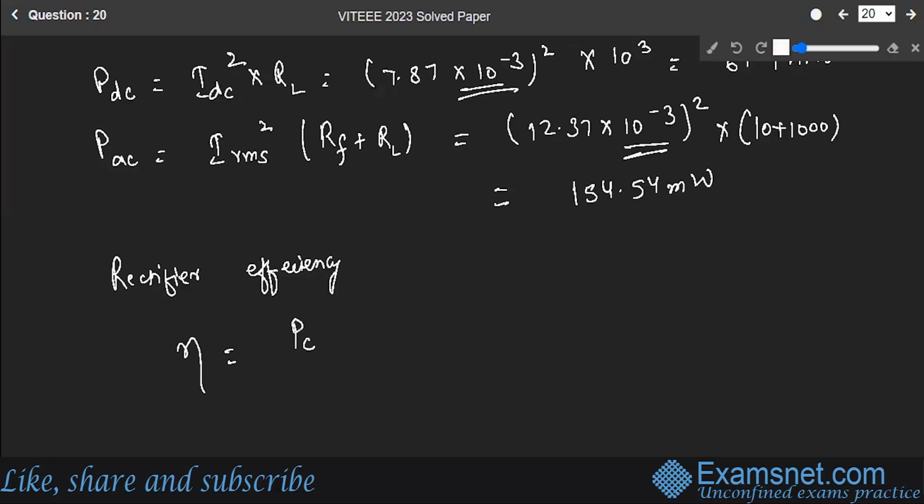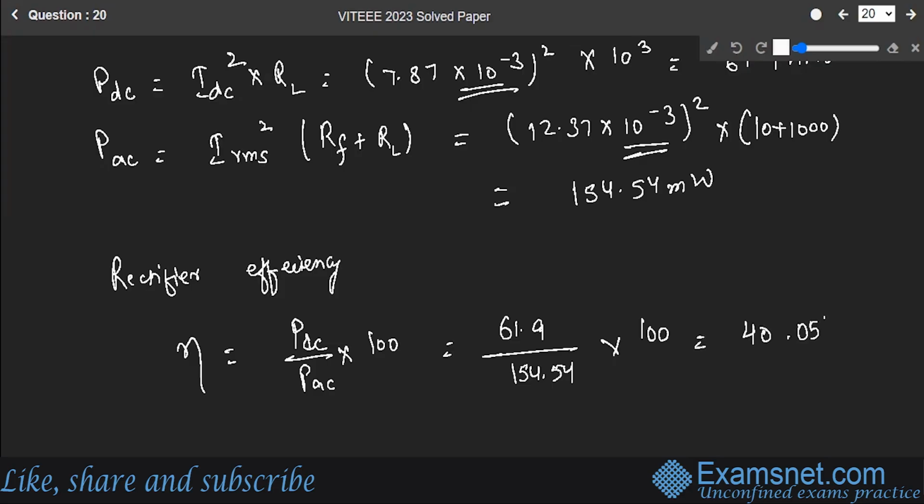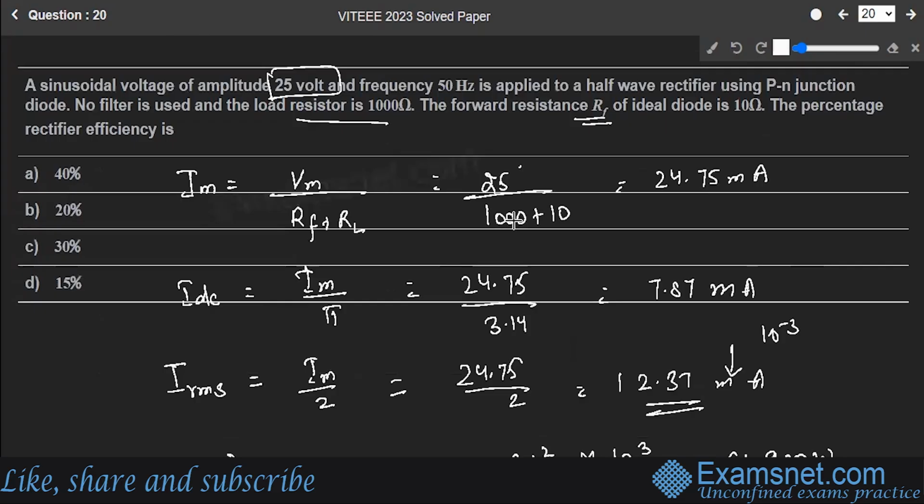given by PDC upon PAC into 100. This is 61.9 divided by 154.54 multiply 100. This is equal to 40.05. So that makes option A to be the correct answer. Hope you understood this. Let's move to the next question, number 21.